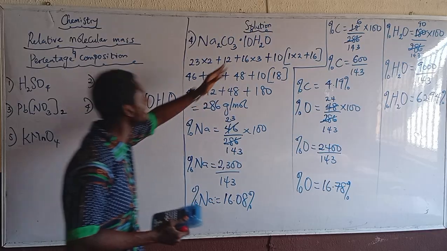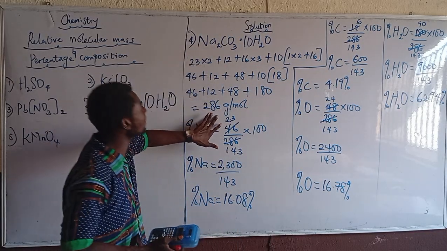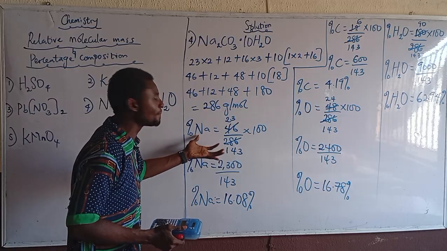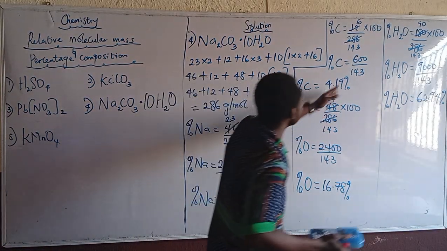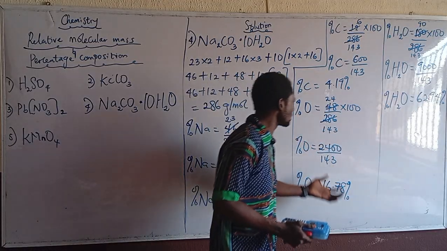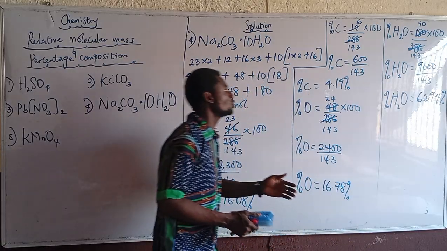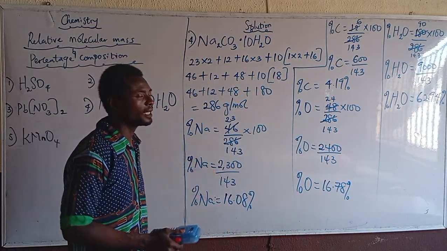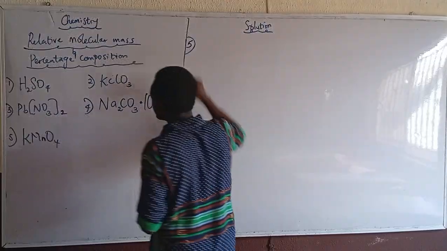That is everything on sodium trioxocarbonate 4 decahydrate. So this is the relative molecular mass. This is the percentage composition of sodium, this is the percentage composition of carbon, this is for oxygen and this is for water. So when you add your respective percentages, it will be equal to 100. So let's move to the last question, which is number 5.